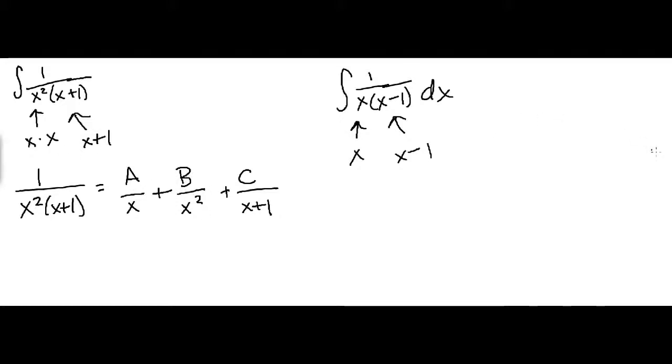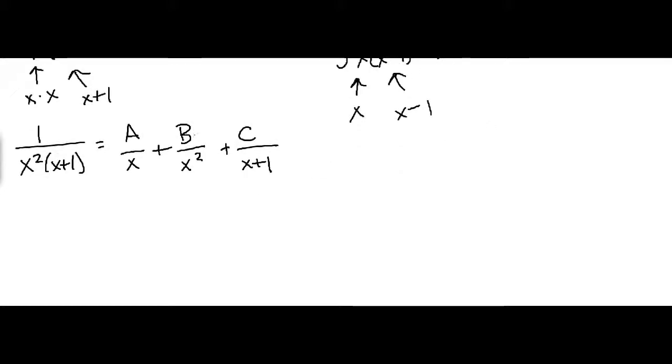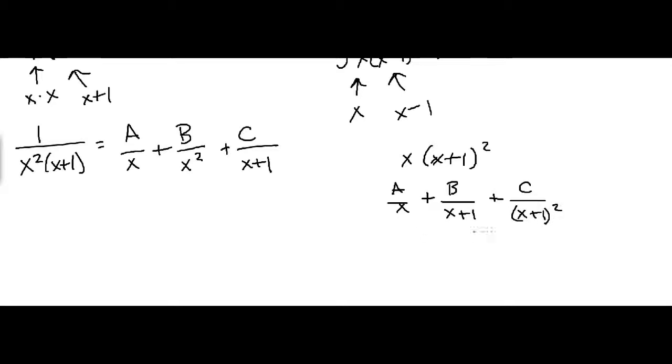If your repeated term instead was, let's say you had x times x plus 1 squared, and this was a different problem with only this denominator, you would do a over x plus b over x plus 1 plus c over x plus 1 squared. So just keep that in mind. You can just ignore this; it's just a theoretical what-if answer. Okay, going back to where we were.